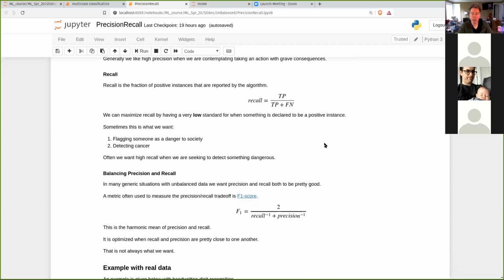Okay, so recall is the fraction of instances that really are positive that get reported by your algorithm.